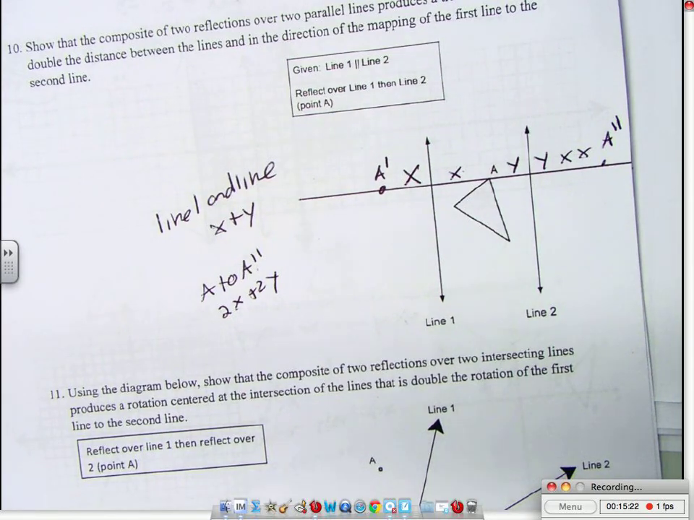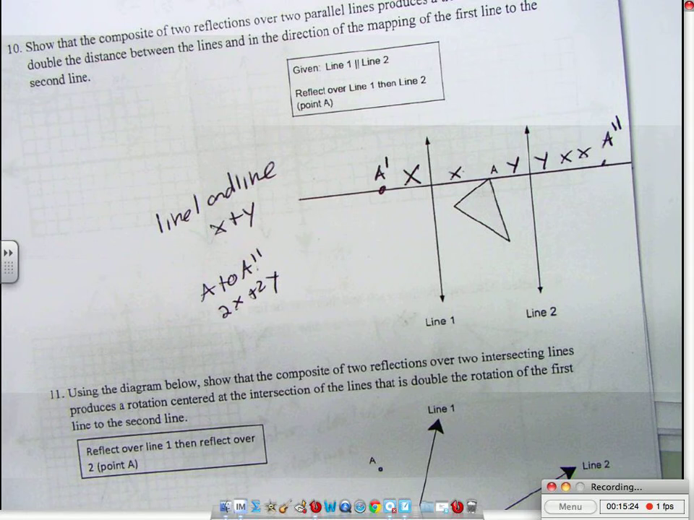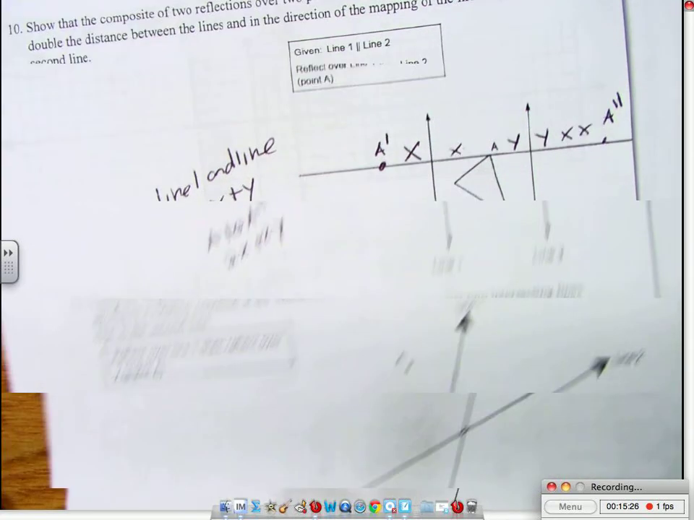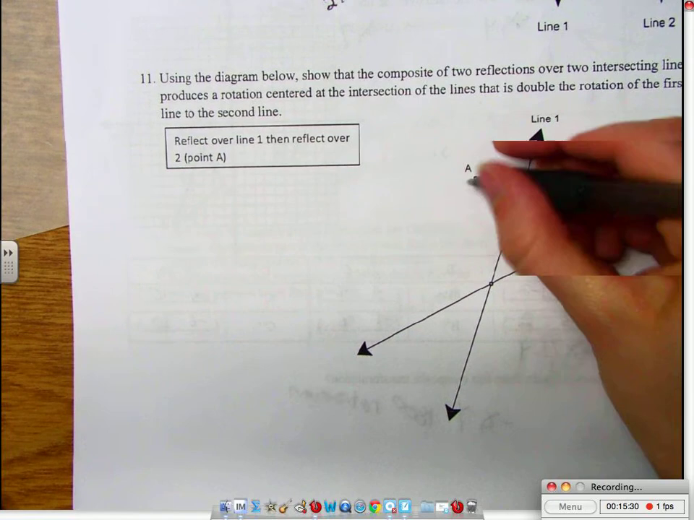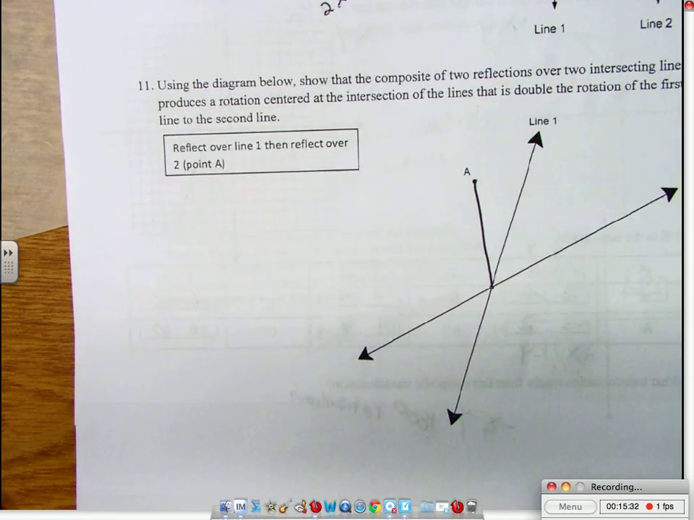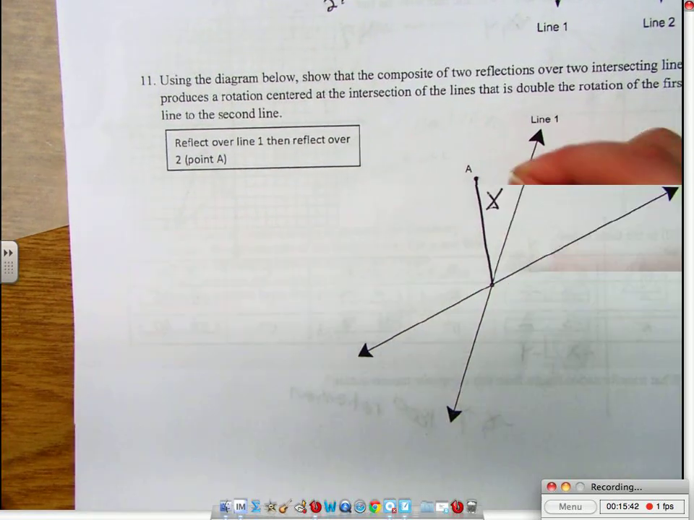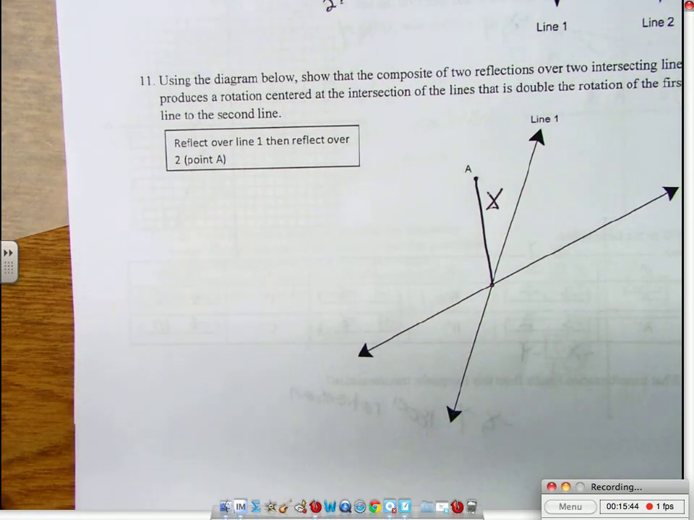All right. What is my first step for this one? Okay, from A to that point of intersection. What do I do next? Where does X go? Between what? A and line 1. Okay. Then I'm going to do what? Reflect over line 1. Okay, and label X.